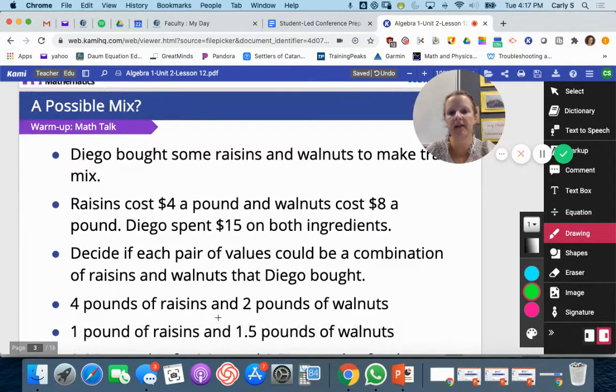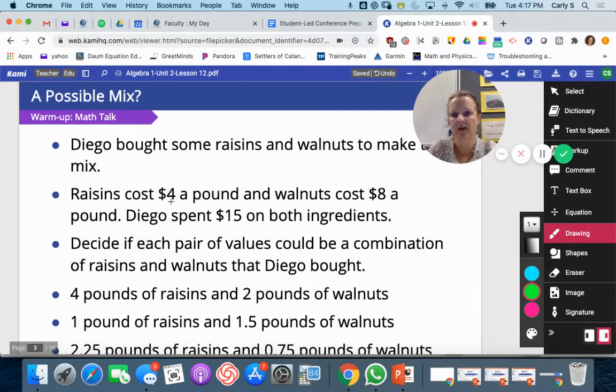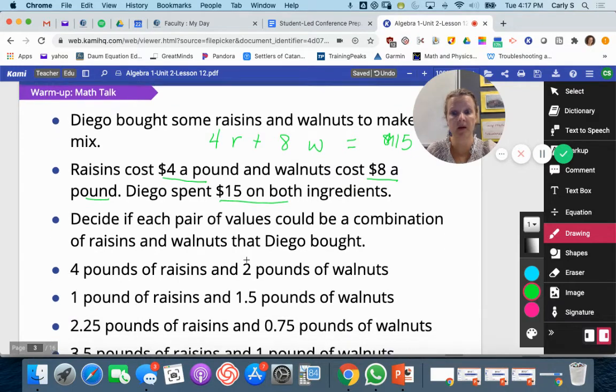All right, so Diego bought some raisins and walnuts to make trail mix. Raisins cost $4 a pound and walnuts cost $8 a pound. Diego spent $15 on both ingredients. So $4 a pound for raisins, $8 a pound for walnuts, and $15 total. Decide if each pair of values could be a combination of raisins and walnuts that Diego bought.